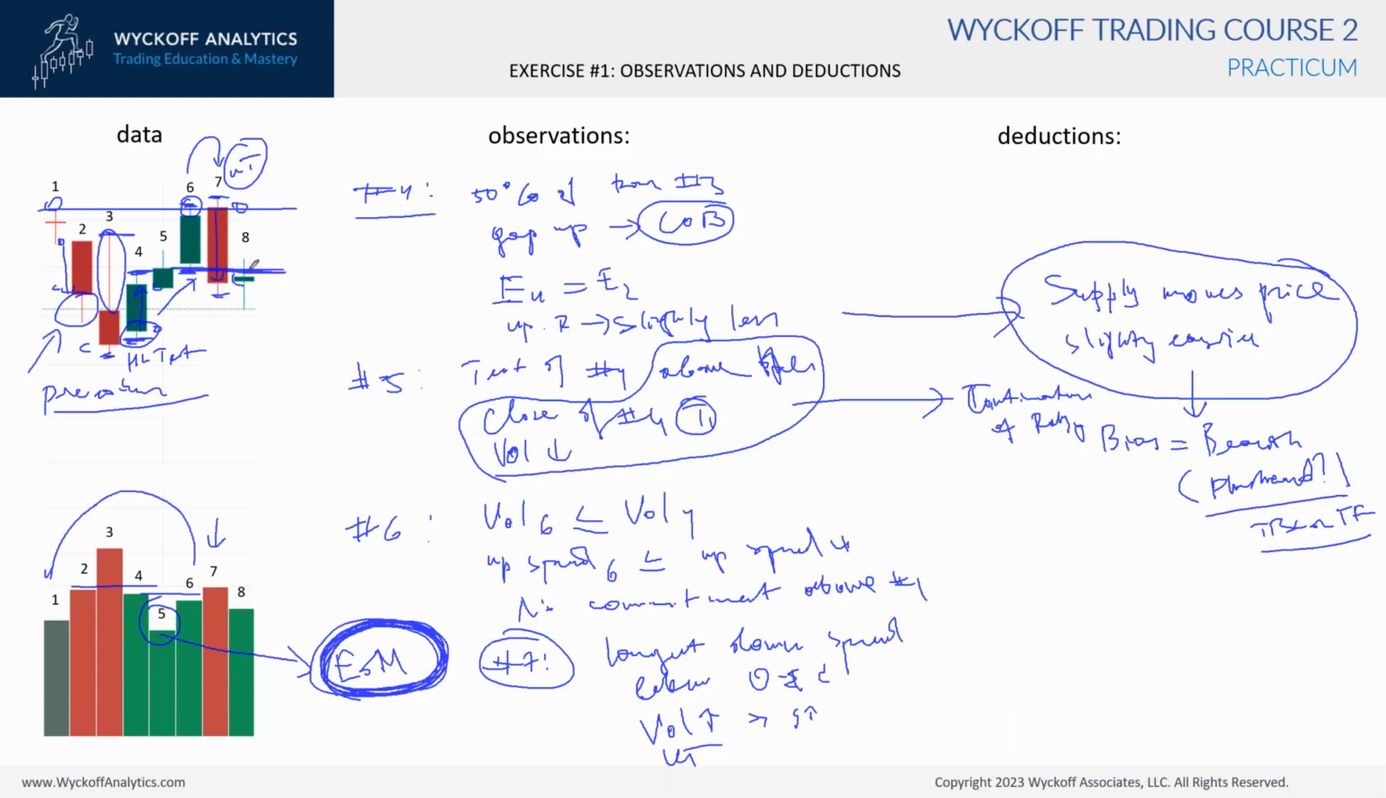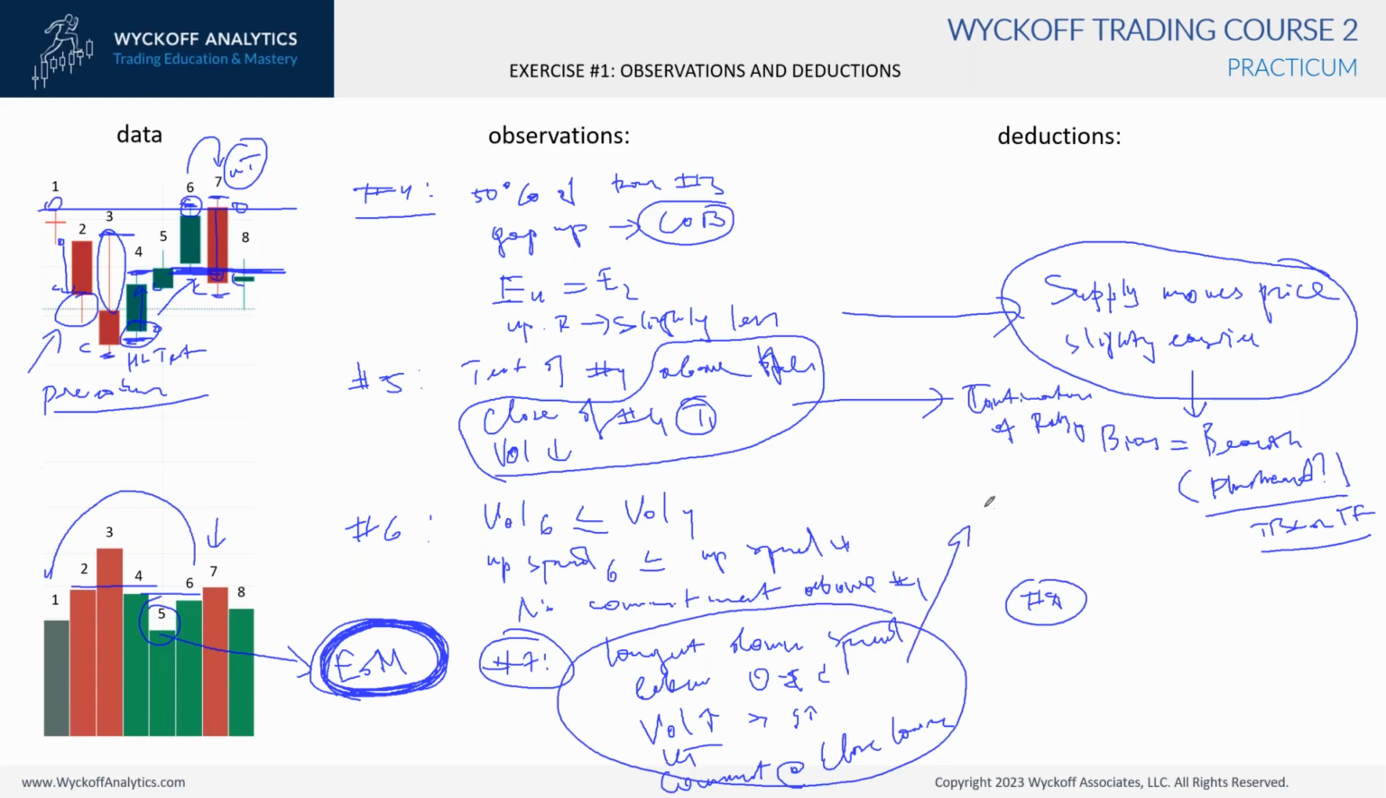Yes, thank you, Jim. So we are committing at the close lower, because the close on bar number 7 is below the low of bar number 6. So reversal, right? Okay, and then bar number 8, really quickly. And by the way, all of these observations, bullish or bearish, are deductions.